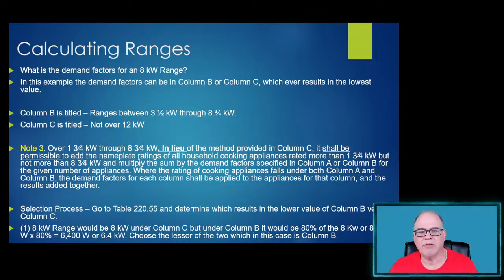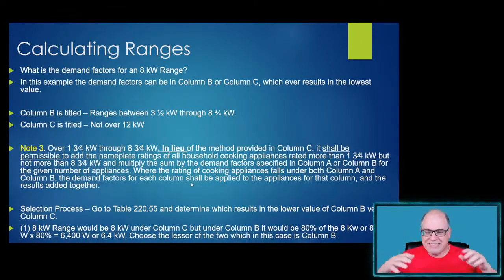Over 1 3/4 through 8 3/4 kW, in lieu of the method provided in column C, it shall be permissible to add the nameplate ratings of the household cooking appliances rated more than 1 3/4, but not more than 8 3/4, and multiply the sum by the demand factor specified in column A or column B for the given number of appliances. When the rating of cooking appliances falls under both column A and column B, the demand factors for each column shall be applied to the appliance for that column and then the results added together.